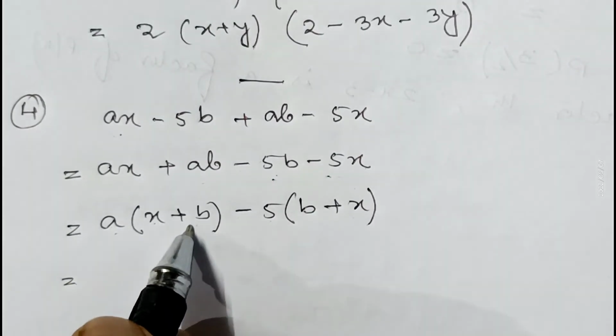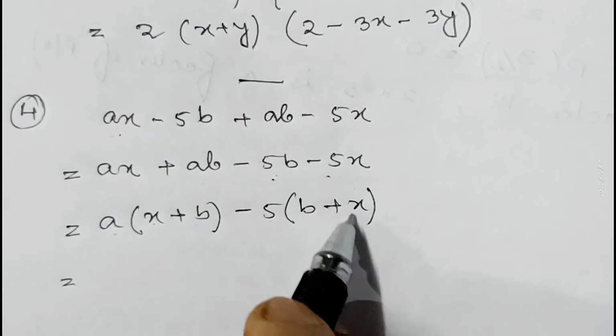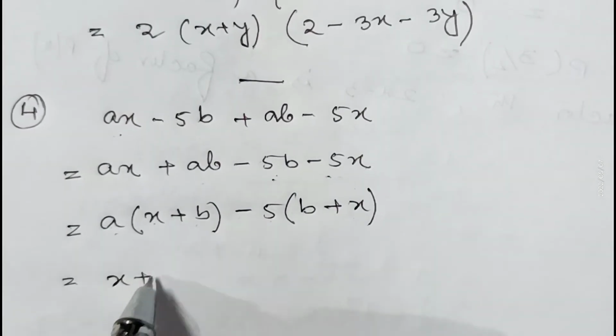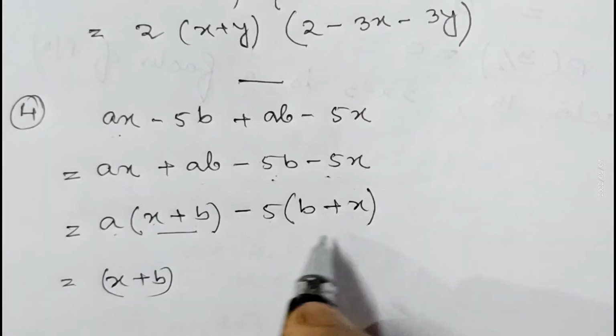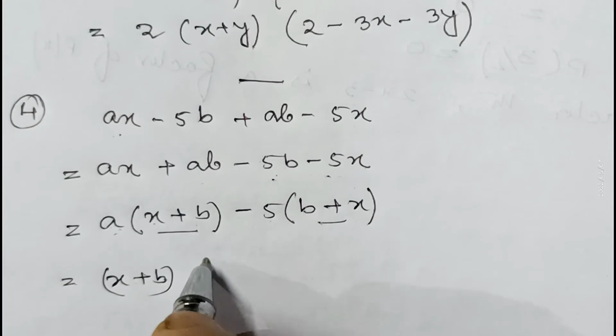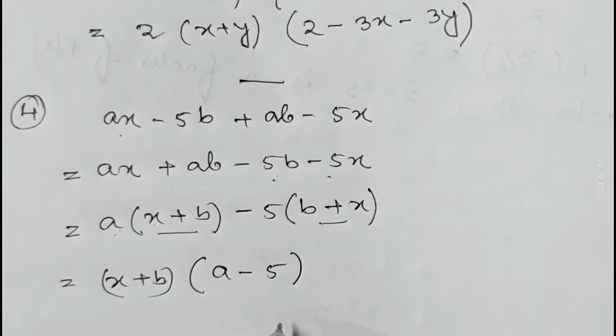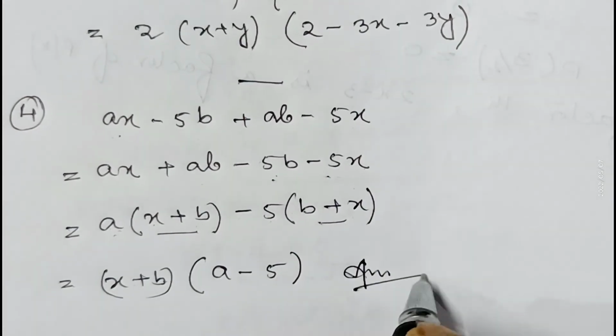Now, x plus b and b plus x, it is the same term. So this x plus b can be taken common. If I take x plus b common, this one and this one I have taken common, so we are left with a minus 5. So (x plus b) into (a minus 5) is the required answer, because this one cannot be further simplified. So this is the final answer.